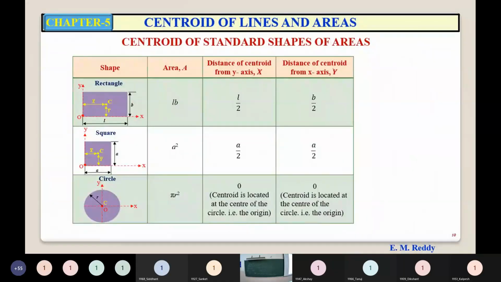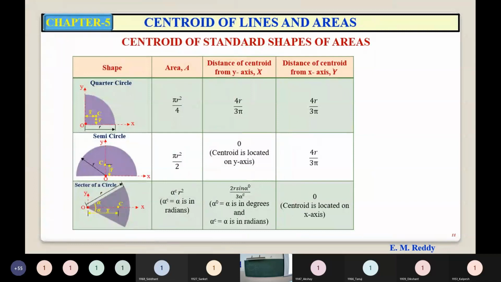Now, centroid of area. Please note down these formulas for standard shapes of area. Quarter circle, semicircle, and sector of a circle. You should not confuse with quarter circular arc, semicircular arc, and arc of a circle, and quarter circular area, semicircular area.